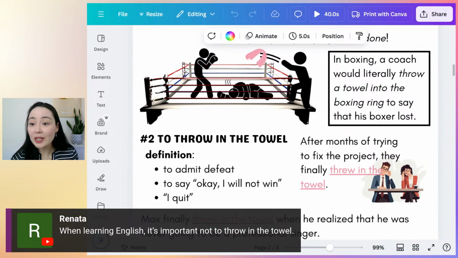Renata says, when learning English, it's important not to throw in the towel. Absolutely. If you're tired, if you're fed up with English, just take a break.